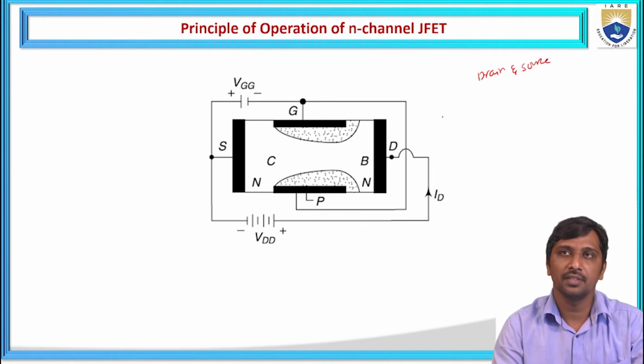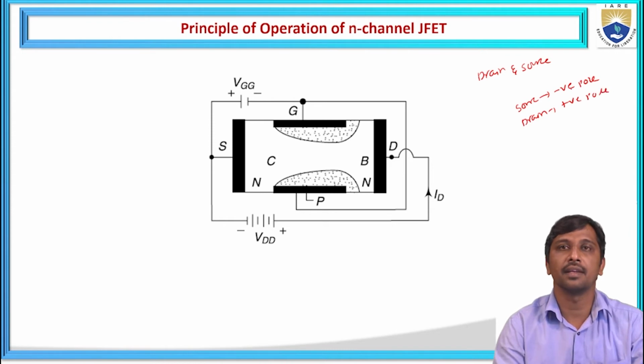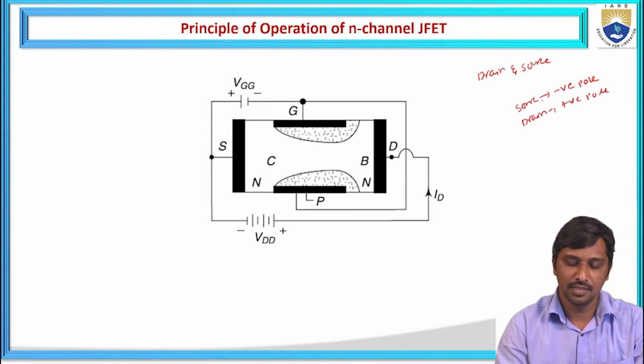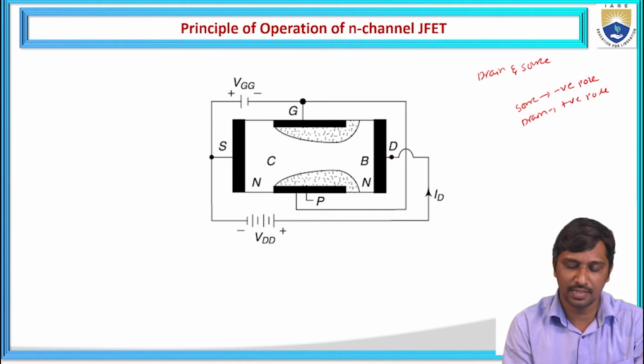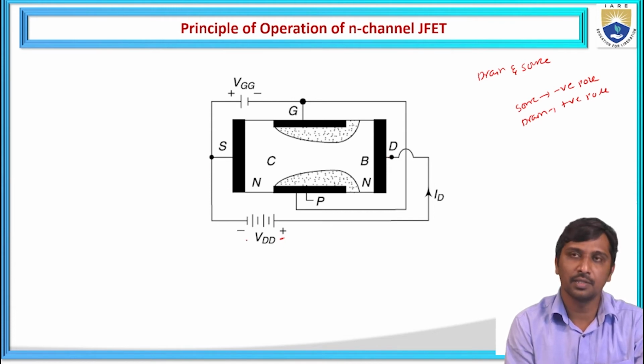With respect to the channel, here we consider an N-channel JFET. Hence, the source is biased with the negative pole of the battery and the drain is biased with the positive pole of the battery. That is the reason I applied a biasing voltage between drain and source, represented as the drain connected to the positive pole of the battery and the source connected to the negative pole.